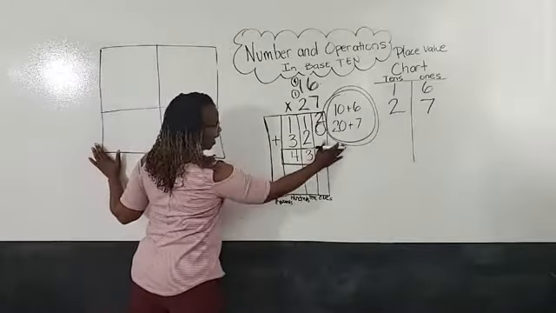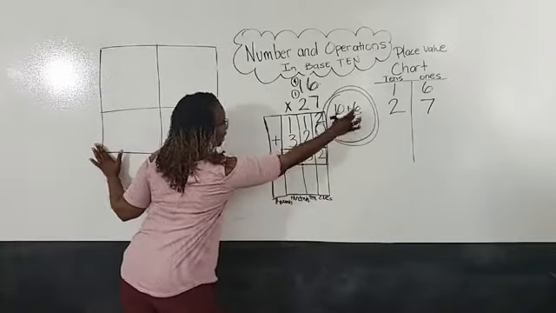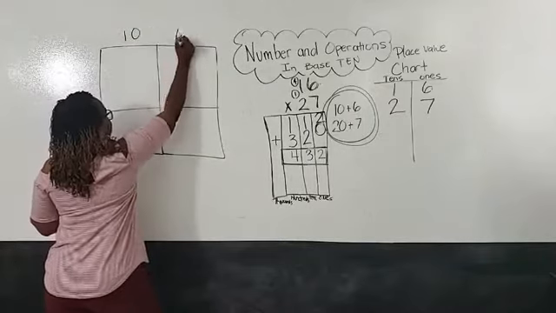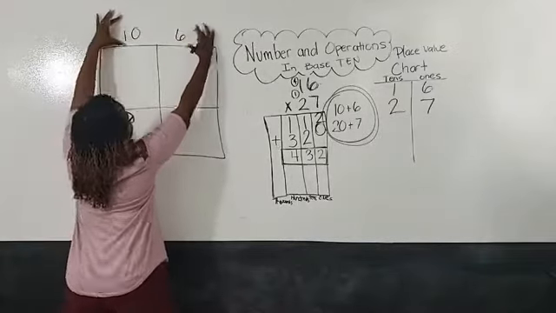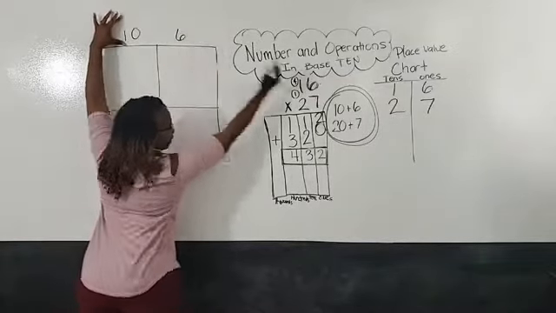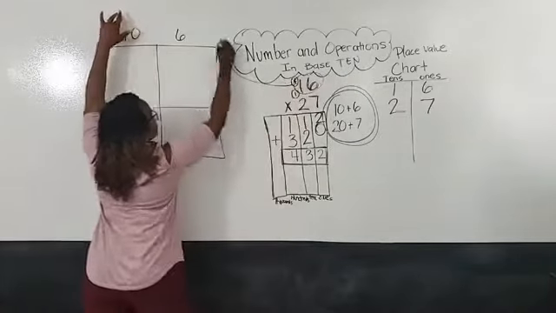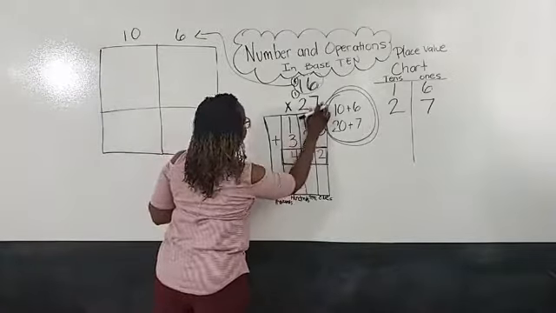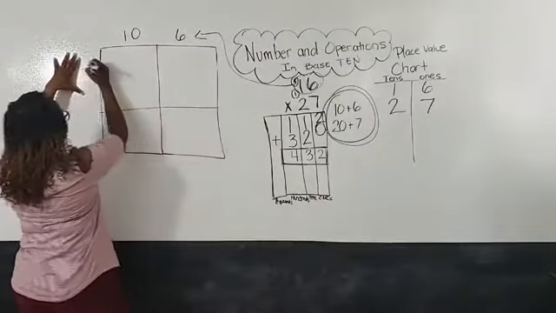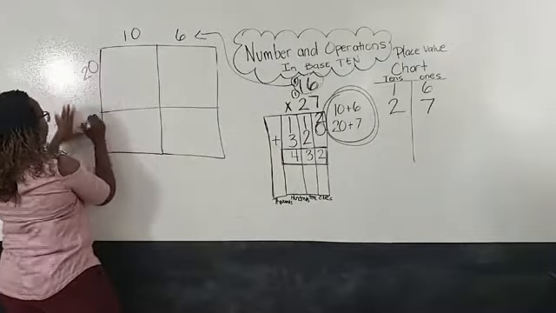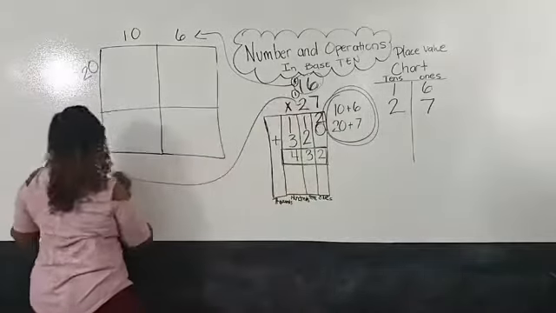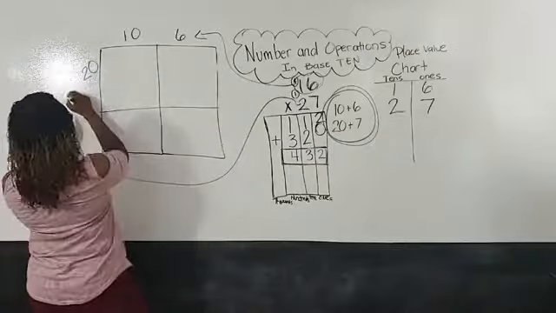So now I have 10 plus 6, right? So I have 10 and 6, which is essentially my 16, okay? So my numbers aren't changing. This number is representing 16. And then I have 27, which is going to be represented right here by 20 and 7, okay? So my numbers aren't changing. They're just in a different form in a different spot.